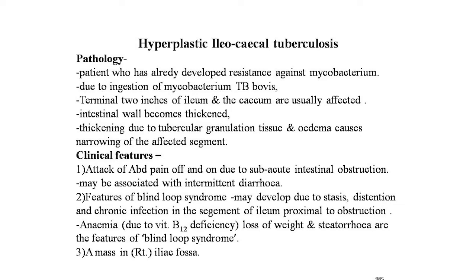Now the clinical features of hyperplastic ileocaecal tuberculosis are attacks of abdominal pain and subacute intestinal obstruction, which may be associated with intermittent diarrhea. Second, features of blind loop syndrome may develop due to stasis, distention and chronic infection in the segment of ileum proximal to the obstruction. Anemia due to vitamin B12 deficiency, loss of weight and steatorrhea are the features of the blind loop syndrome. Third clinical feature is a mass in the right iliac fossa.